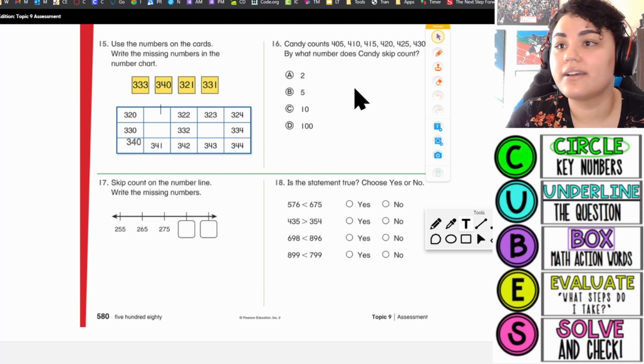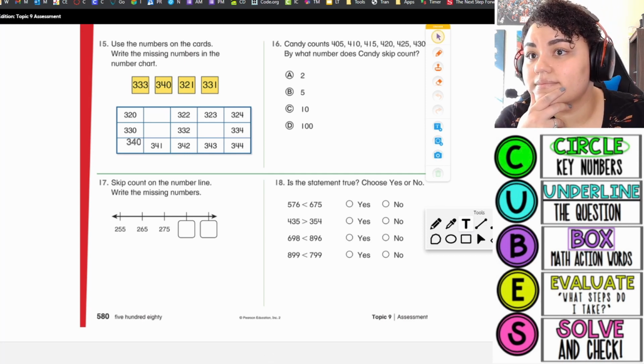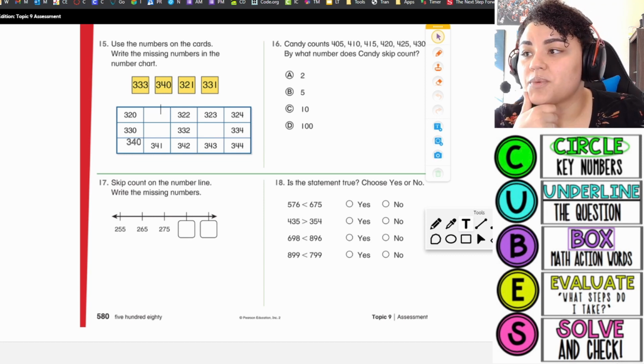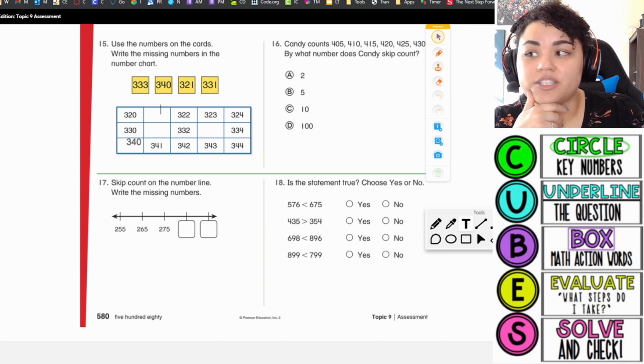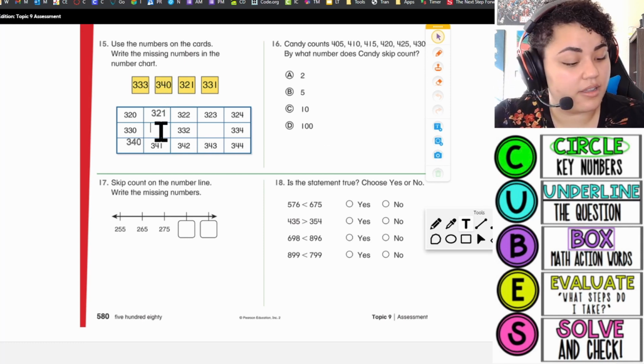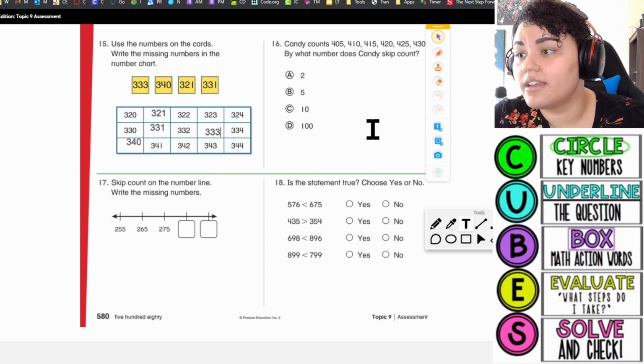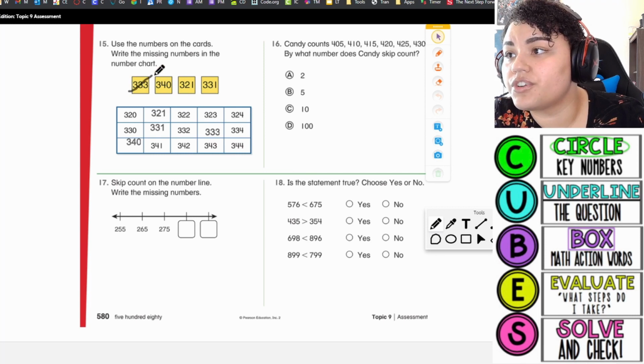Let's see. For this one, it's 320. What's one more than 320? It would be 321. And then 321 plus 10 would be 331. 323 plus 10 is 333. And let's double check our answers. We have 333 here, 340, we have that there, 321 we put here, and 331 we put there.